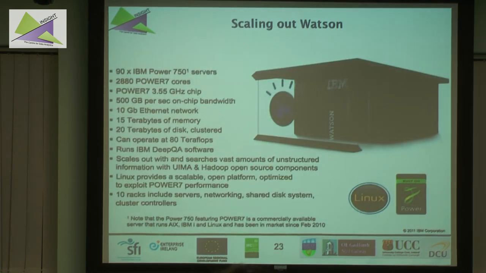So this shows how they scaled it out, and you can see it's a powerful system they use for running Watson. A very noticeable thing, I feel, is the 15 terabytes of RAM, and right now it's 18. They use that to store all the data and process it so fast.